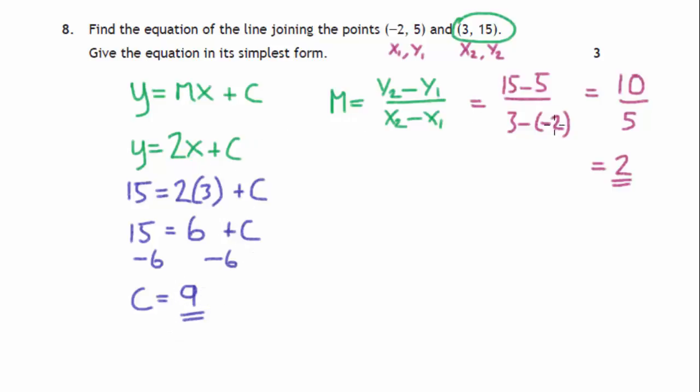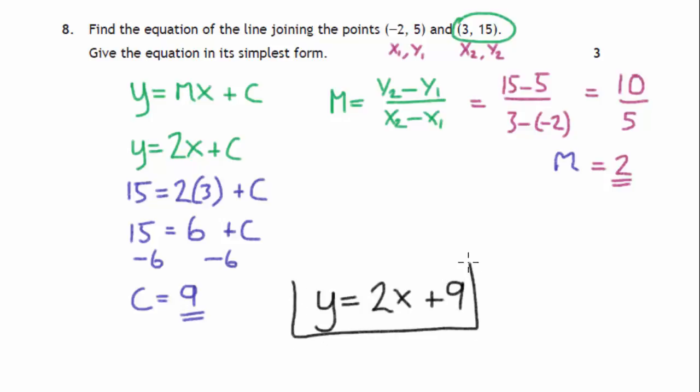So we've got m, we've now got c. So we can now just rewrite the initial equation and we'll just say y equals 2x plus c, and c is 9. Okay, so that's your answer to that question.